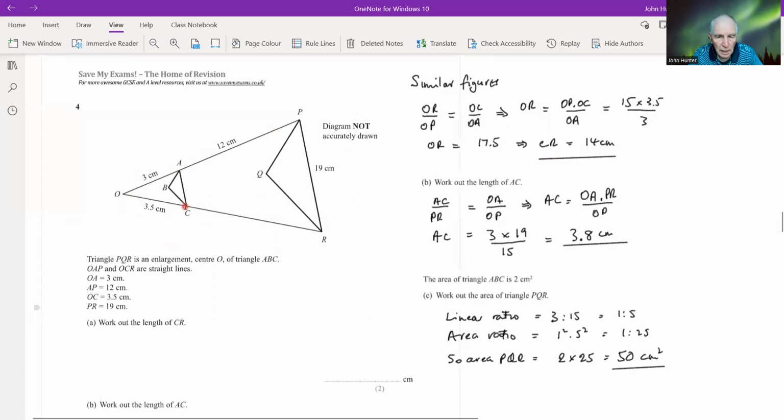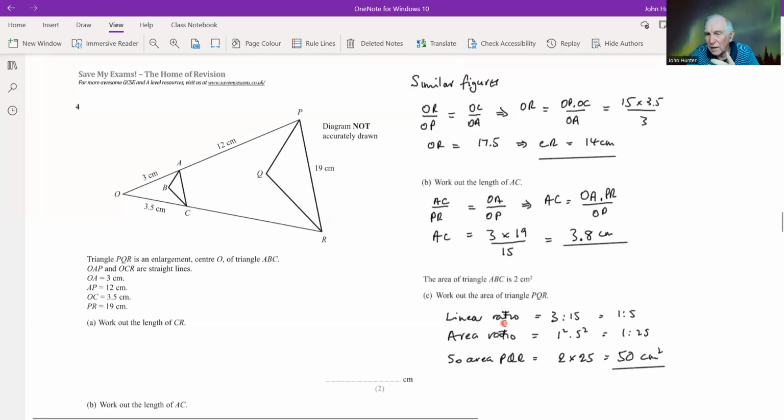Work out the length of AC. Okay, well, I think we just sort of said that the scale factor involved in these is 5 to 1. Well, this is just how we've written it as the ratios. You could write it like that, but essentially it's 5 to 1. So this is going to be 1/5 of the value of 19, 3.8 centimeters, in other words. Right, so we'll establish the scale factor as a ratio, 5 to 1.